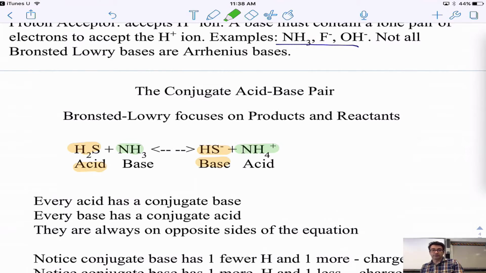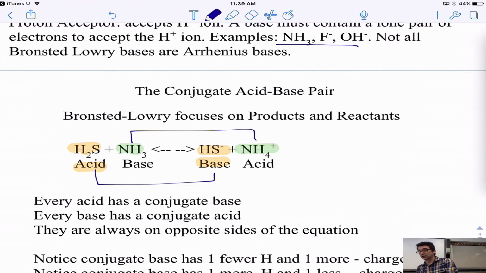These are called conjugate pairs. So we have the pair in orange, and we have the pair in green. Every acid is going to have its base pair, its conjugate base, and every base is going to have its acid pair, its conjugate acid. You'll see that they're always on the opposite sides of the equation. So you can't have an acid and a base conjugate pair where you have H2S and NH3. They're reacting with each other, but they're not pairs of each other.